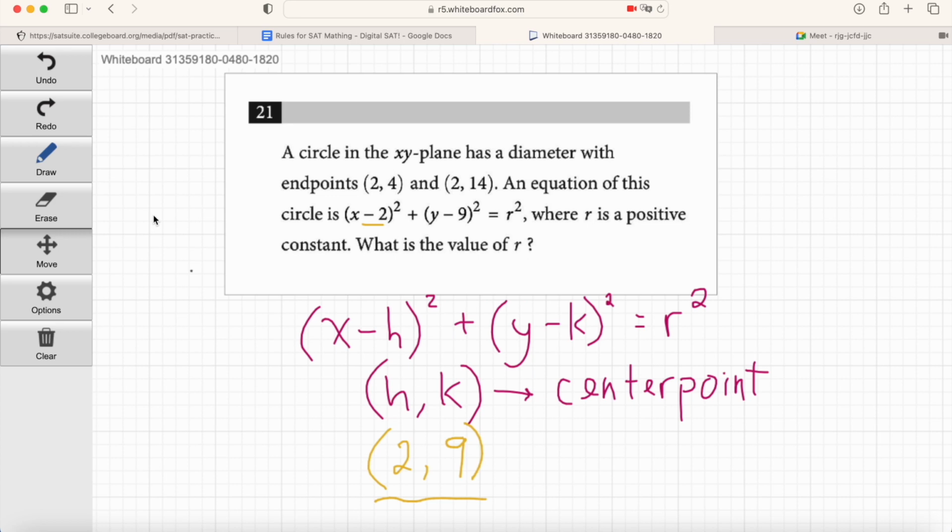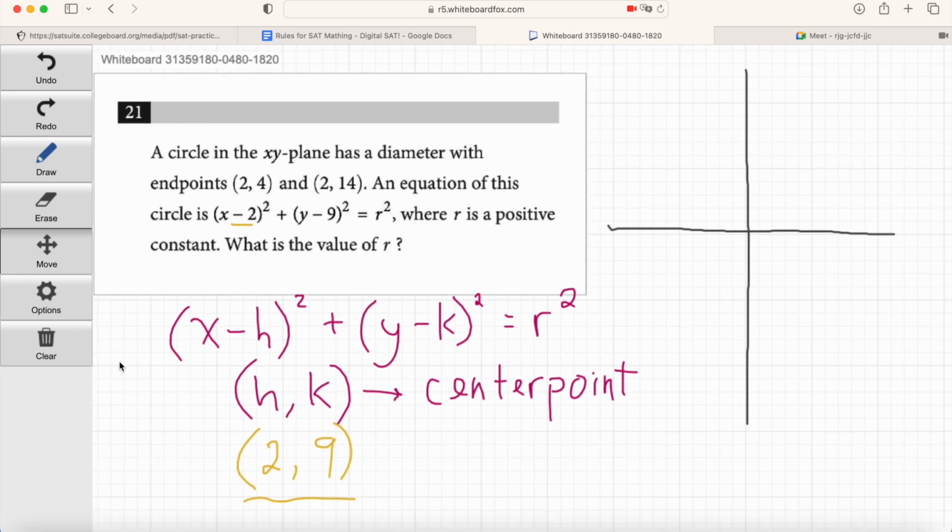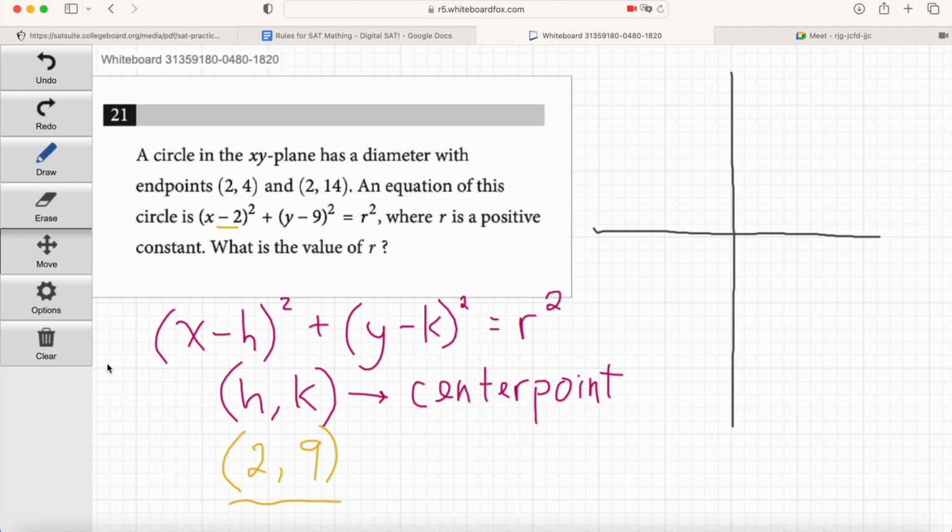So I'm going to draw a little xy axis just to the right of this question here. I think I'll have space to do this. A wobbly little xy axis. It should work. Okay. So I want you to find the point 2 comma 9 on that xy axis. Can you find that for me, please? We'll find the center point here for the circle.